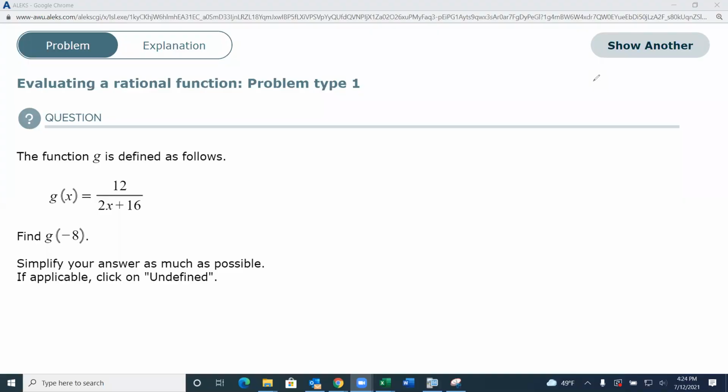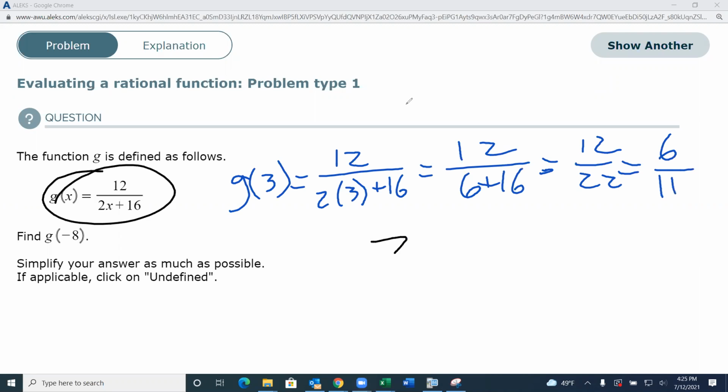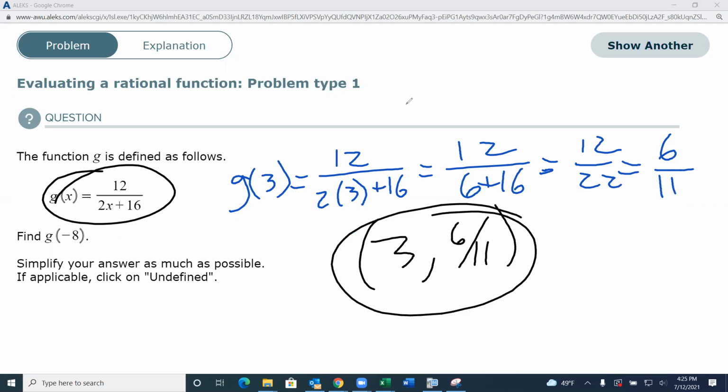Now, what if we said, let's go find g of 3? Then we'd say, all right, 12 over 2 times 3 plus 16, 12 over 6 plus 16, 12 over 22. Yeah, we can tidy that up a little. We can cancel a 2 out of the top and bottom and get 6/11ths. So on the graph of this function, when x is 3, y is 6/11ths. This is a point on the graph. This is not interval notation. I know that by the context of the problem.